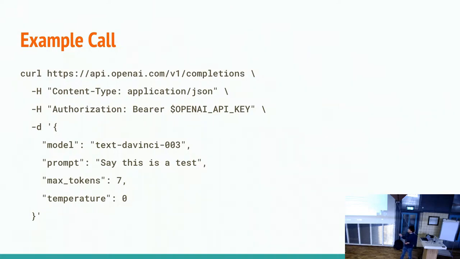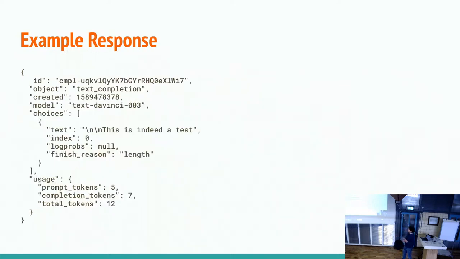This is an example code. So we need to pass the authorization, so this will be our OpenAI key. Then we need the model, in this case I'm using DaVinci. Then the prompt, say this is a test. Then the max token, and then the temperature. And this is the response. I got some data, so the key, the object, when it has been created, which model has been used.